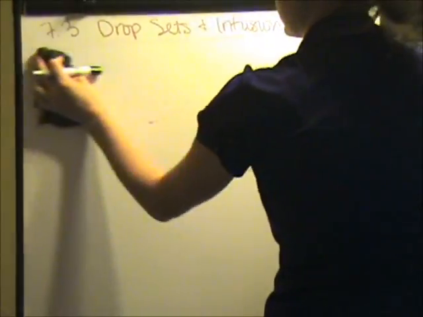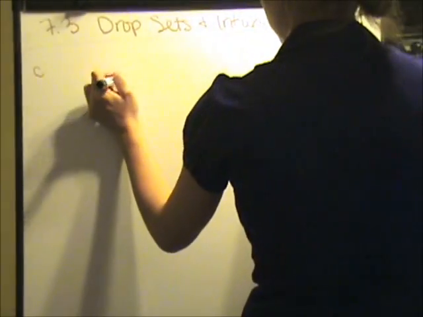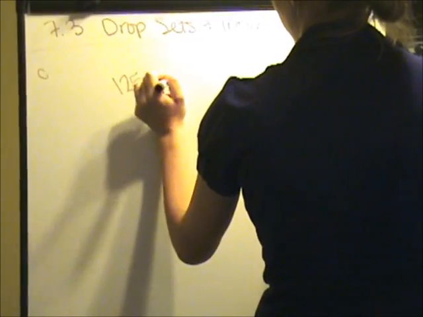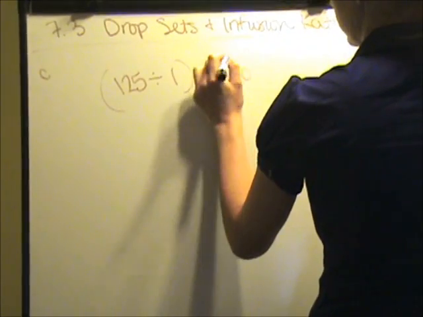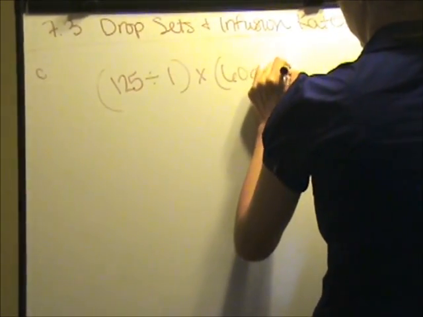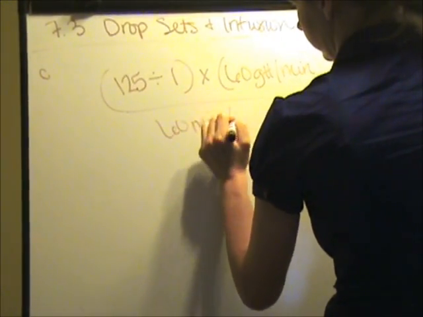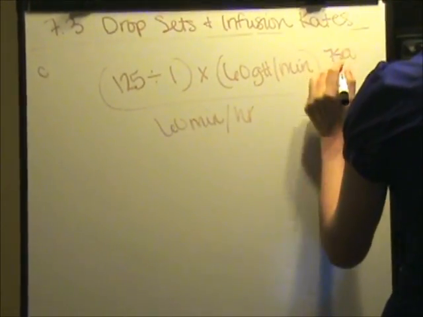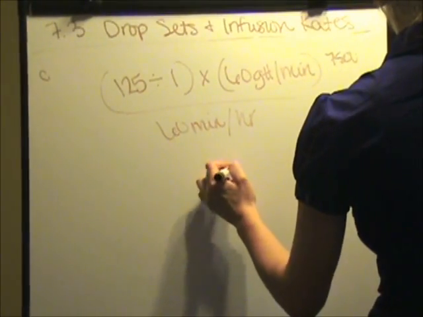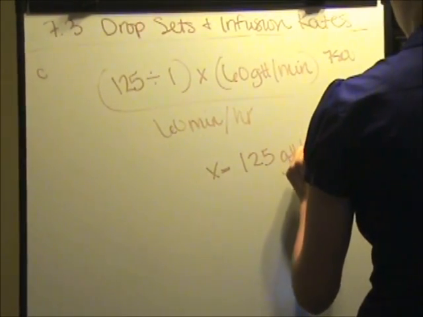Okay, and let's look at C for the last one. This one, the drop set that we're using is 60 drops per mil. So remember, this is still the same information from A and B times a 60 mini set over 60 minutes in an hour. 125 times 60 is 7,500 divided by 60, and that gives us an even 125 drops per minute.